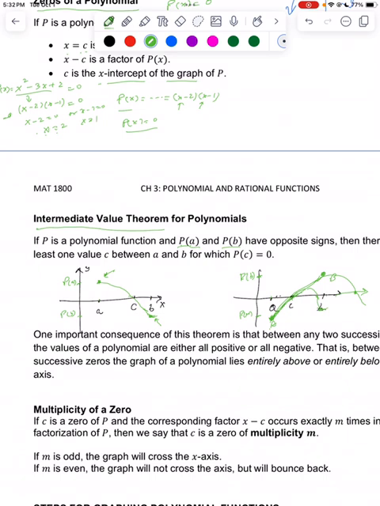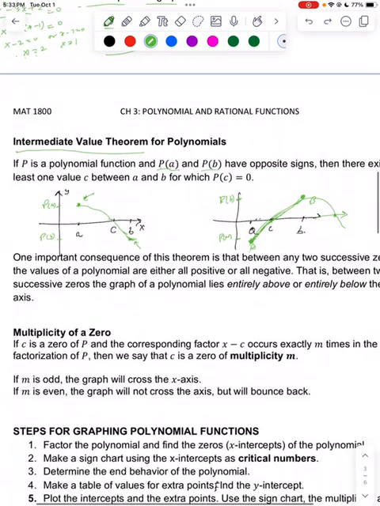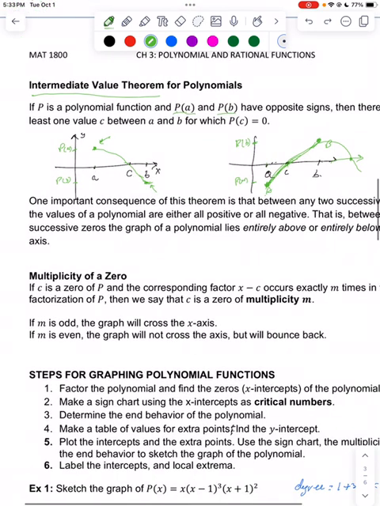Okay. The last thing before we start to see how to graph: multiplicity of a zero. So what is the multiplicity of a zero? Sometimes you might notice a repeated factor. So for example, if you have x cubed minus 4x squared plus 3x minus, let's say, 12.